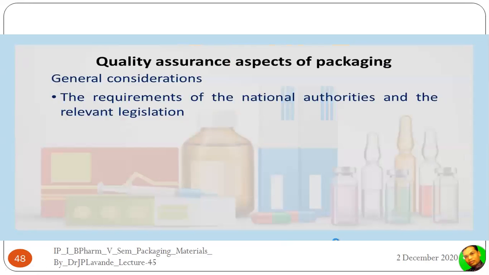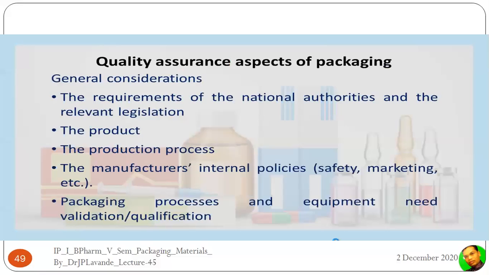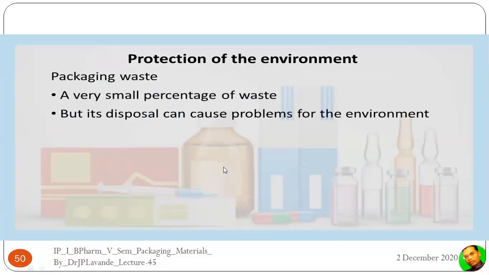Now there is a quality assurance aspect of the packaging. That is also important in order to ensure the quality of the packaging system. So there are some general considerations related to packaging: the requirements of the national authorities and the relevant legislation, the product, the production processes, the manufacturer's internal policies like safety, marketing, etc. The packaging processes and the equipment need validation and proper qualification.